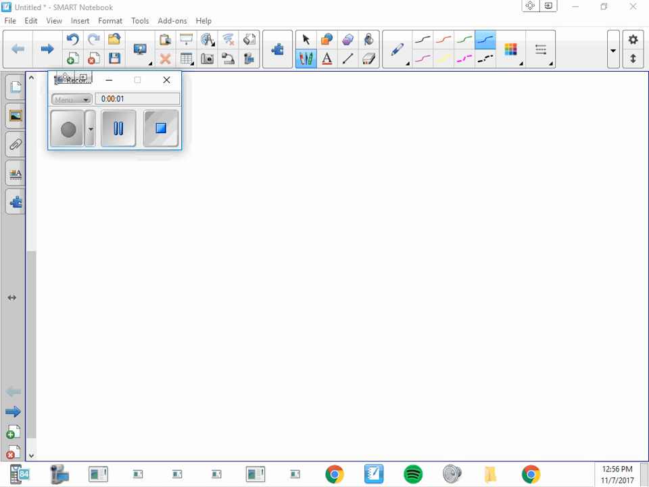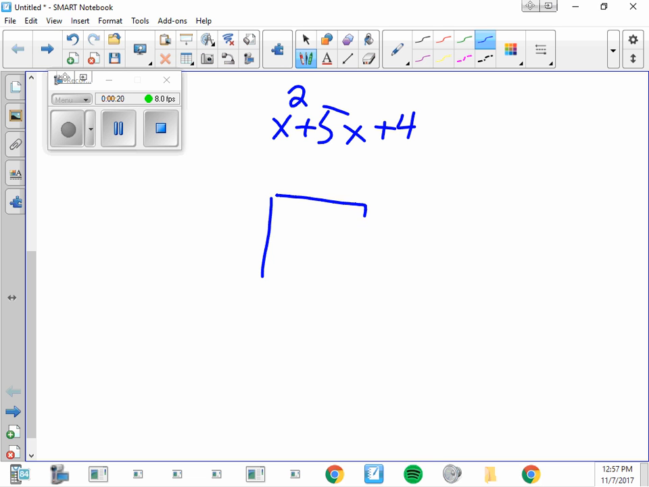We'll be working on 3.4 today, and we need to remember how to factor. If I had the quadratic x squared plus 5x plus 4, we would factor this using the box. X squared and 4. What's the next step?